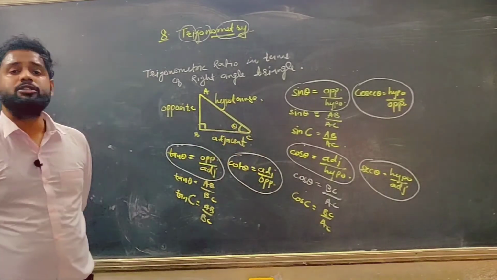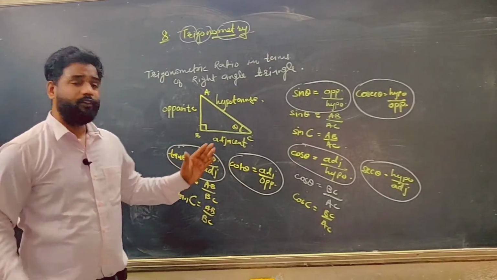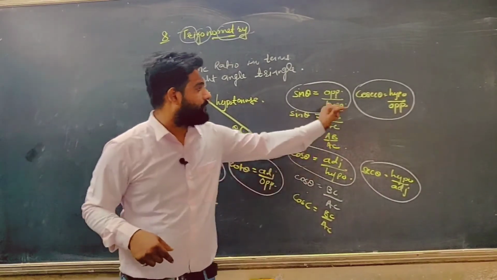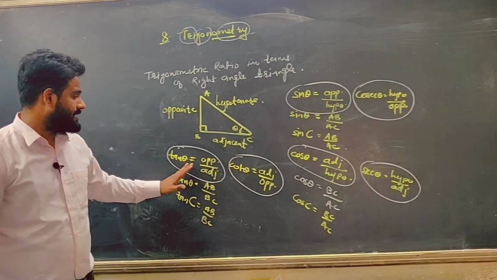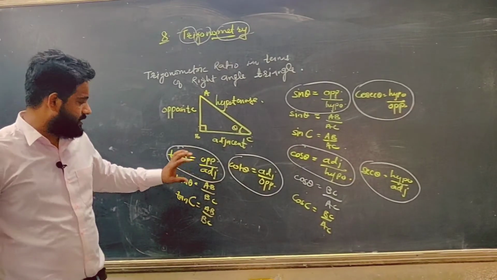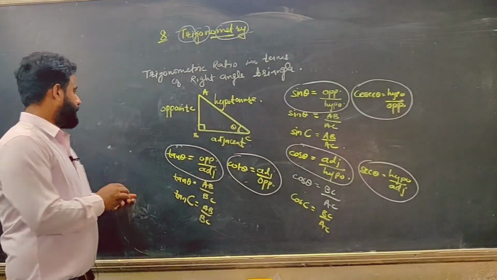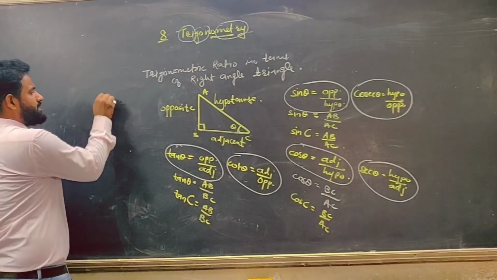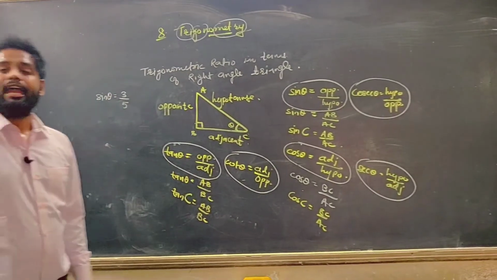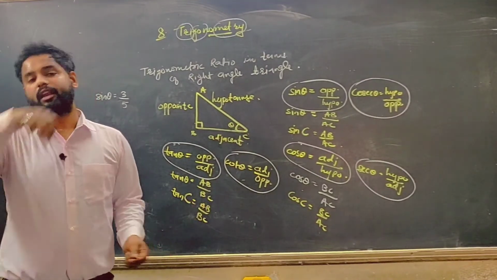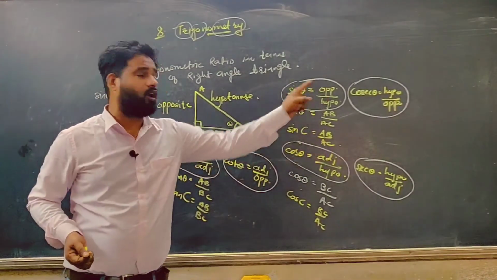Now how are they useful? Why do we have to study this? I am telling you one sentence. If you have the answer of any one of the six trigonometric functions, by considering one of the formulas, you can get all the remaining five. Suppose I have given you sine theta is equal to 3 upon 5, and I tell you to find all the remaining trigonometric ratios except sine, that is tan, cot, cos, sec and cosec.